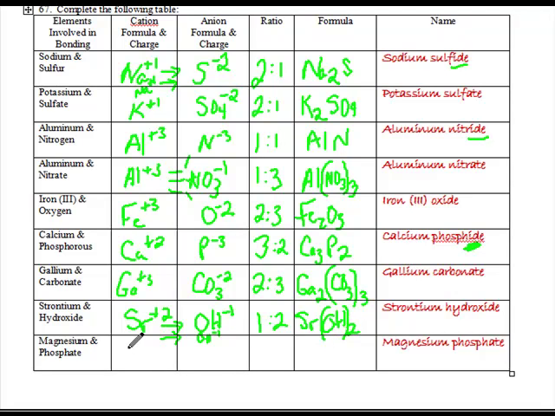And then finally, magnesium and phosphate. Magnesium's +2. Phosphate, hopefully you've studied that and know it's PO4 -3. Crisscross the charges and figure out your ratio, and then write it in chemistry terms, Mg3(PO4)2. Now we don't want 42 oxygens. We want 2 sets of phosphate. So put whatever you studied in parentheses. Okay. All right, let's move on to the next section.